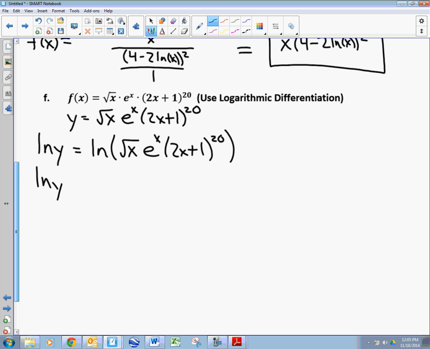So we have natural log of y is equal to natural log of the root of x plus the natural log of e to the x plus the natural log of 2x plus 1 to the 20th.